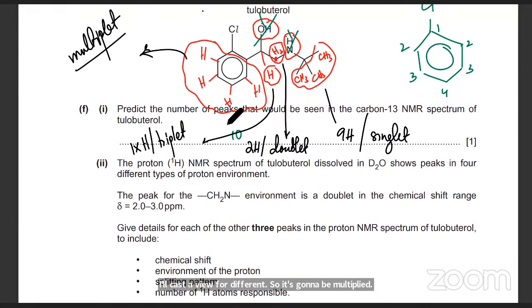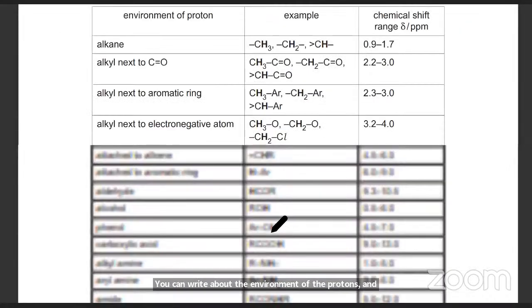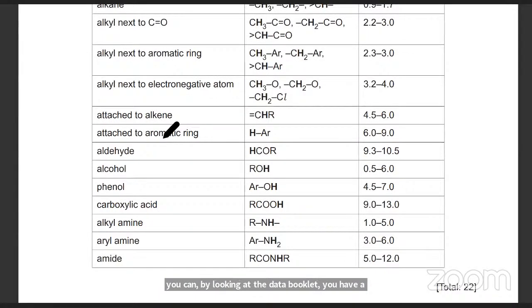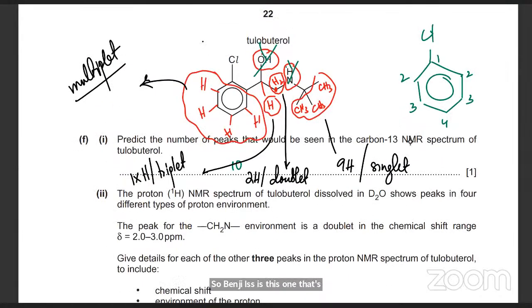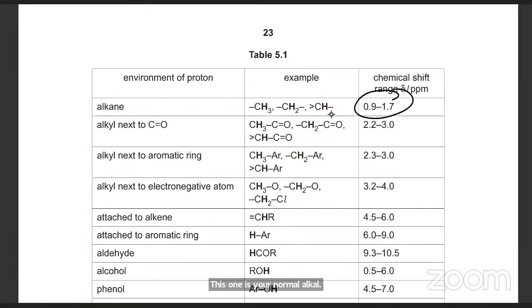You can write about the environment of the protons by looking at the data booklet; you have a data booklet actually attached to it. So benzene H's, where are they? This one, that's 6 to 9. You can talk about this. This one is your normal alkyl. What is your normal alkyl? That's 0.92 to 1.7.